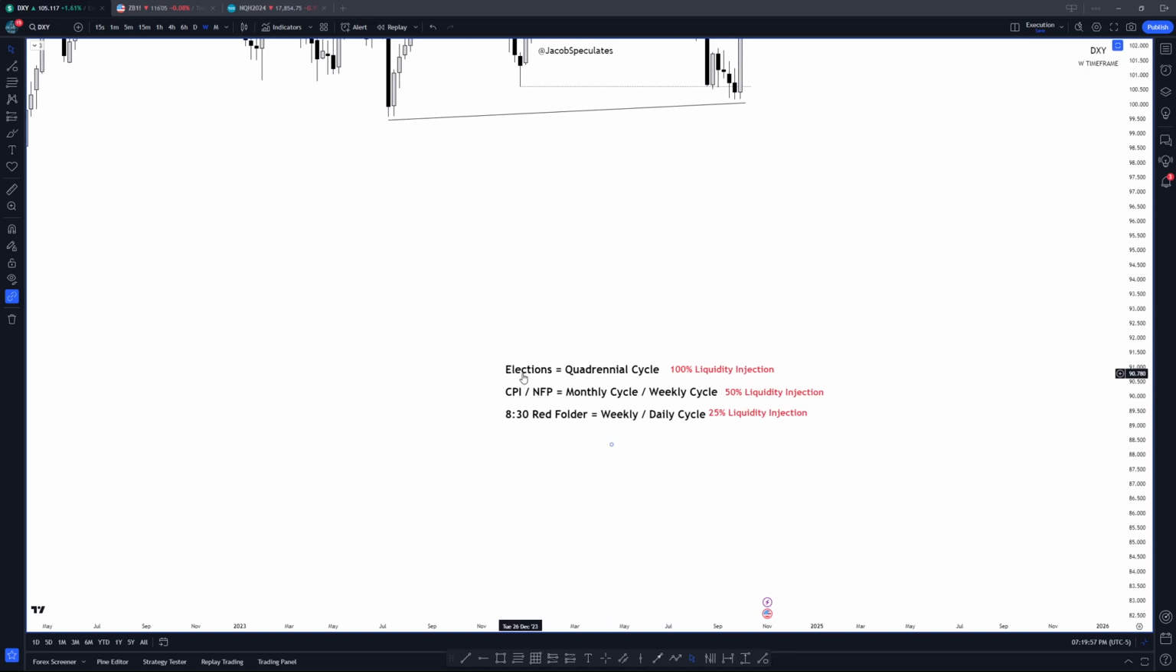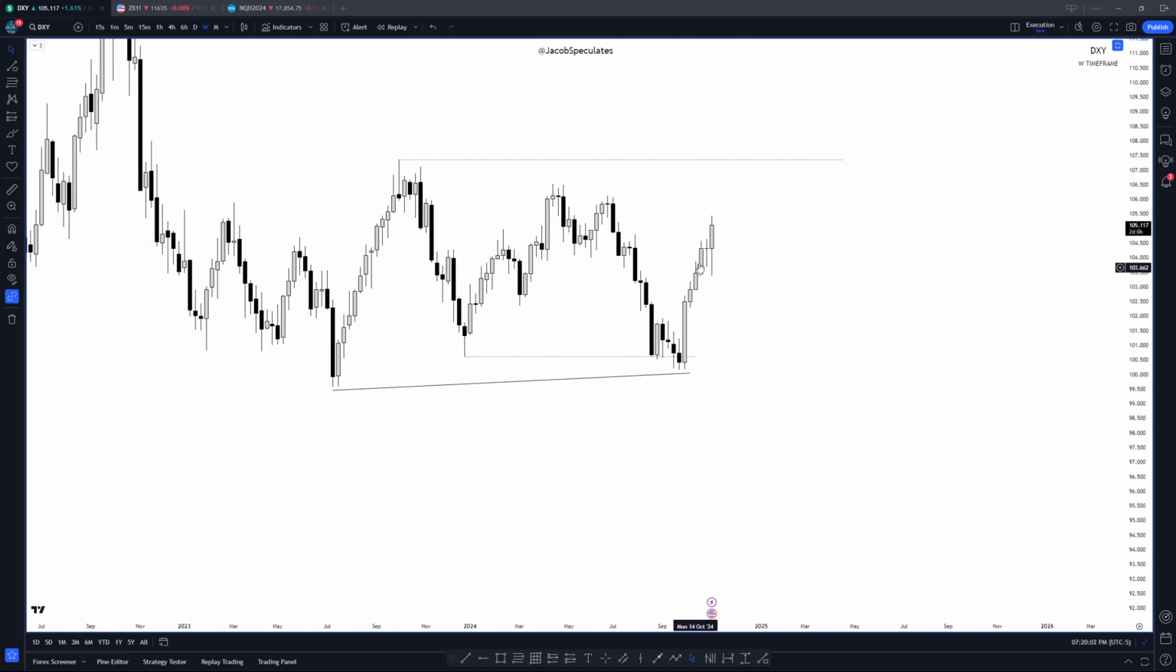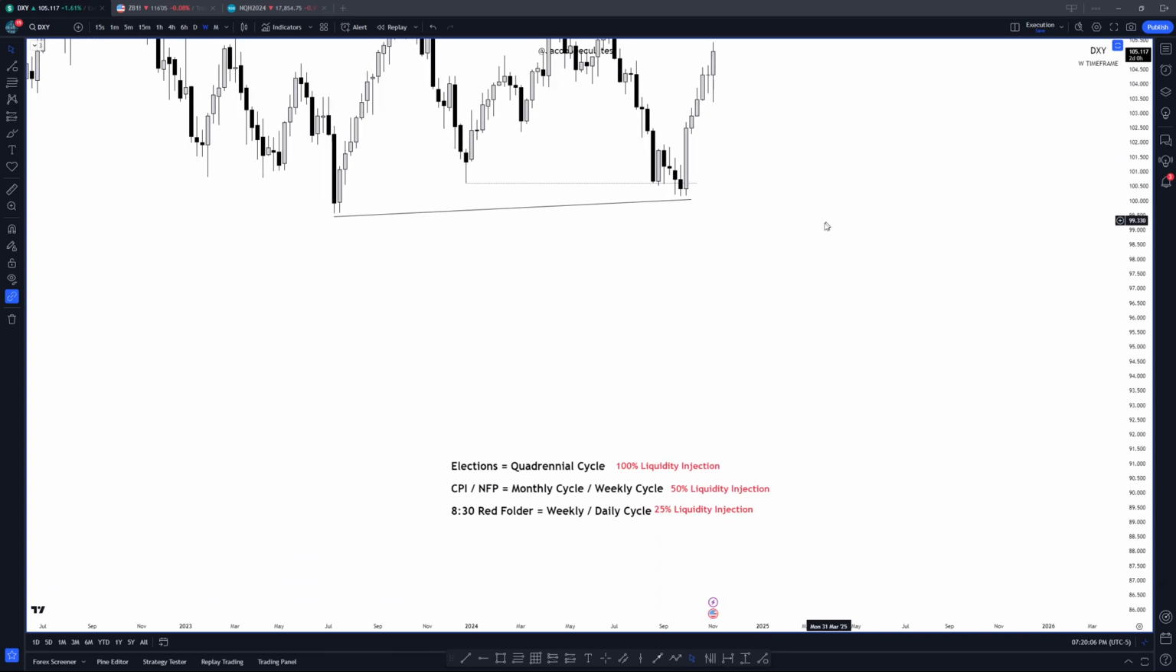For example, the election's quadrennial cycle made this huge move. If we look at this on a lower time frame, this is just going to be a huge move. CPI, NFP, and these numbers, I'll get a little bit more into it. Don't take these numbers to heart. I'll give a better example. This is just to show the strength. So look at these percentages as the strength of liquidity injection.